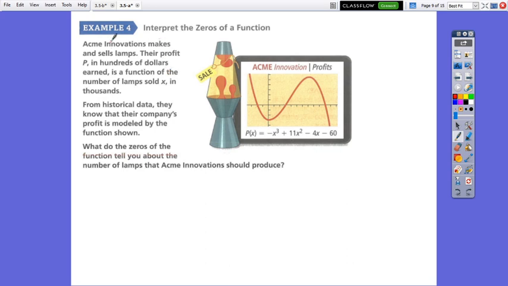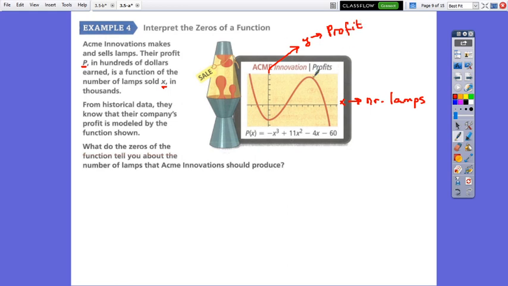They say, Acme Innovations makes and sells lamps. Their profit P, in hundreds of dollars earned, is a function of the number of lamps sold X. So on the X axis, we have the number of lamps sold. And on the Y axis, we have the profit.